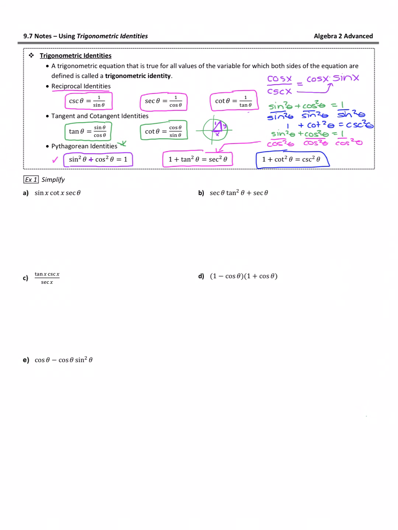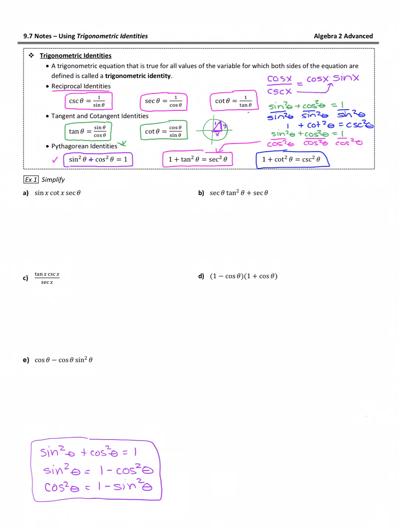So way down at the bottom of the page, if I had sine squared theta plus cosine squared theta equals 1, you might also see it like maybe we isolate sine squared theta. That would be 1 minus cosine squared theta. It's the same identity. It's a relationship between those three terms. I might also see cosine squared theta equals 1 minus sine squared theta. So the same would be true for the other two Pythagorean identities.